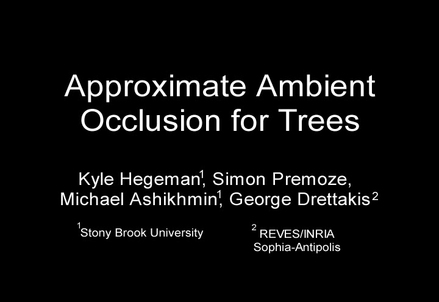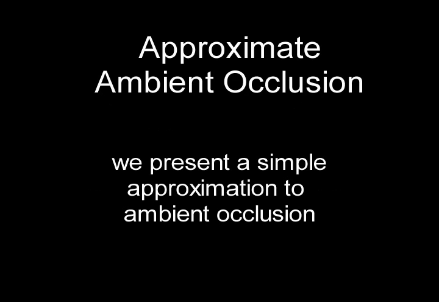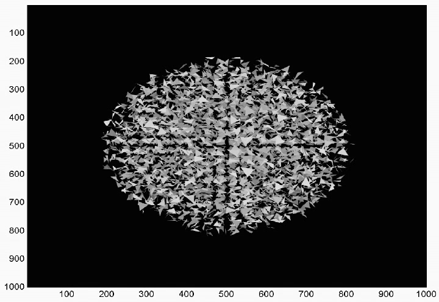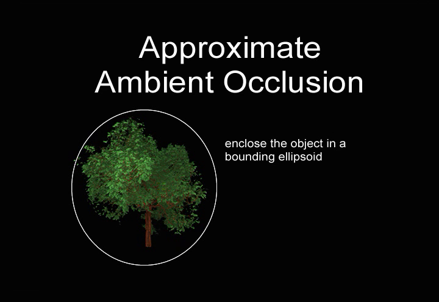In this paper, we present our approximation to ambient occlusion for trees and grass. Our approximation is based on statistical reasoning for a simple configuration of small random objects. This reasoning leads to the following approach in practice. First, we enclose the object with a bounding ellipsoid.